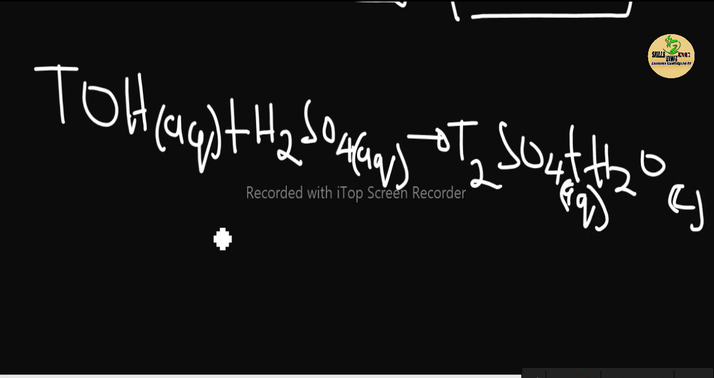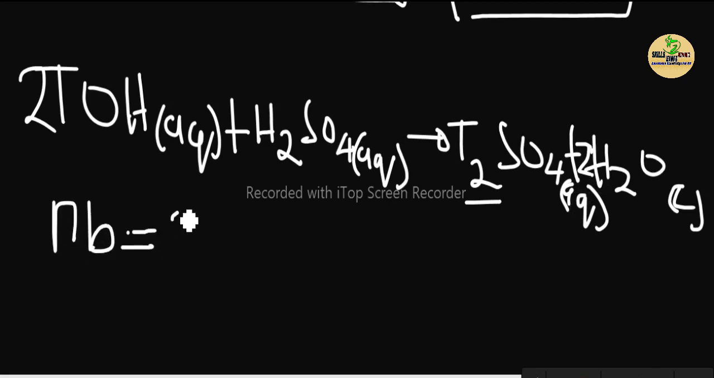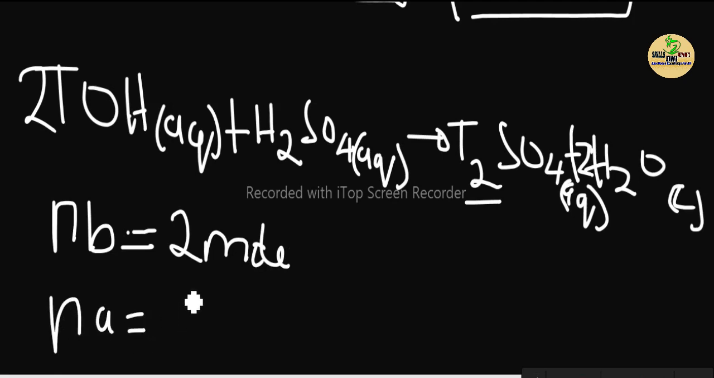When we balance our equation, here there is 2 but here there is 1, so we put 2 here. When we put 2, hydrogen increases, so we also put 2 here. So the number of moles of base is 2 and of acid is 1. That is the balanced chemical equation for our reaction.